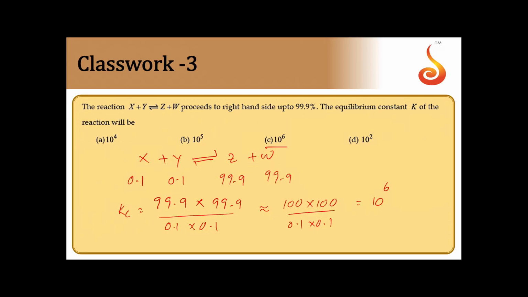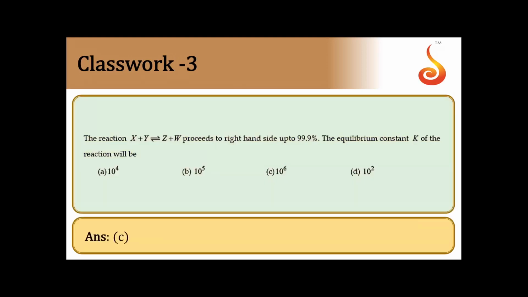So the option is C. 99.9% completion means 0.1 will remain. Therefore the answer is 10 to the power of 6, that is C, the correct answer.